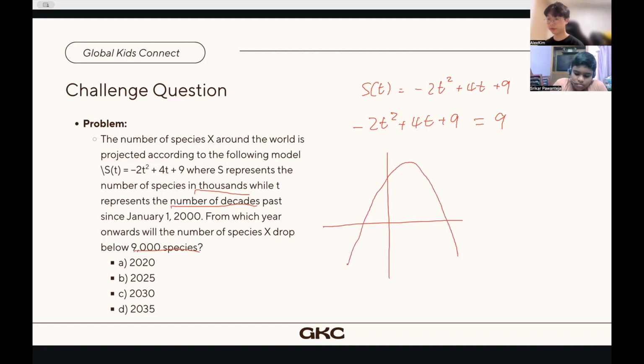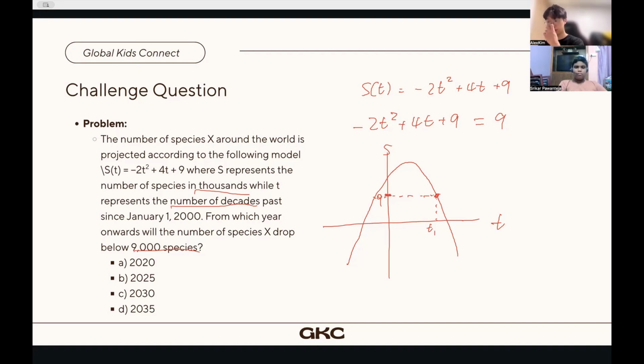If the function was to look like this, a parabola that opens downwards, and we have to find a point where the population is at 9,000, then there are two points. You can either be at negative time or positive time. But obviously, time cannot be negative, so we only focus on the positive side. The positive side will be at this point, and so we get a t value of, let's say, t1. At t1, the population will equal exactly 9,000.